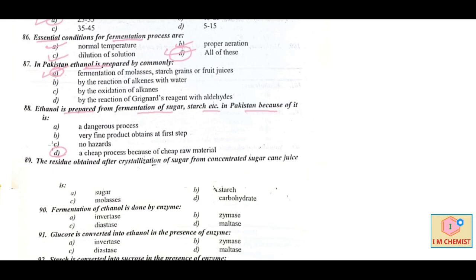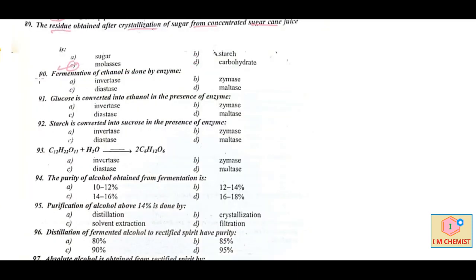MCQ number 89. The residue obtained after crystallization of sugar from concentrated sugar cane juice is molasses. So option number C is correct. Number 90. Fermentation of ethanol is done by zymase enzyme. So option number B would be correct. Glucose is converted into ethanol in the presence of which enzyme? So option number B is correct.